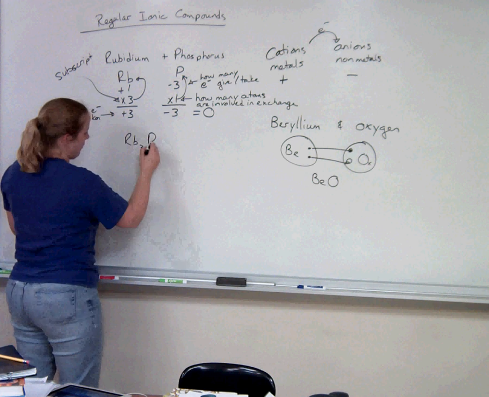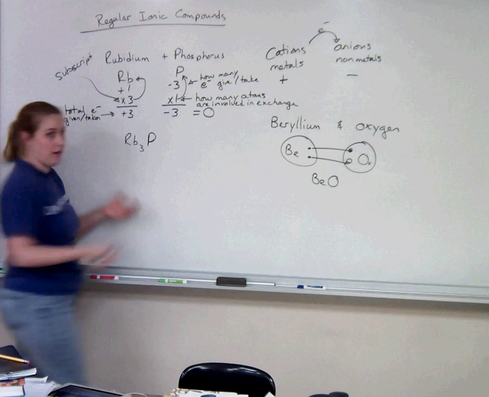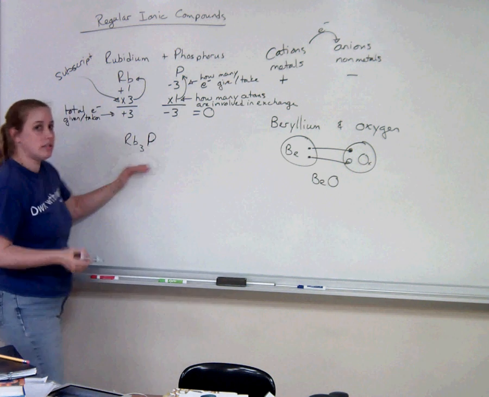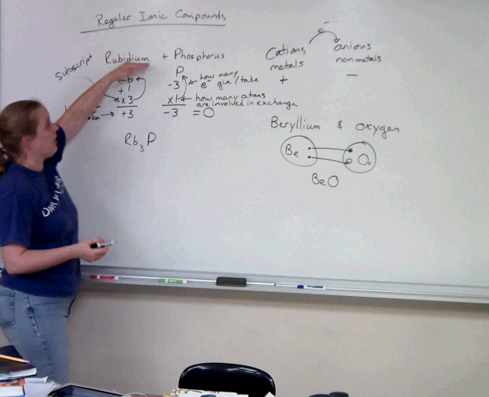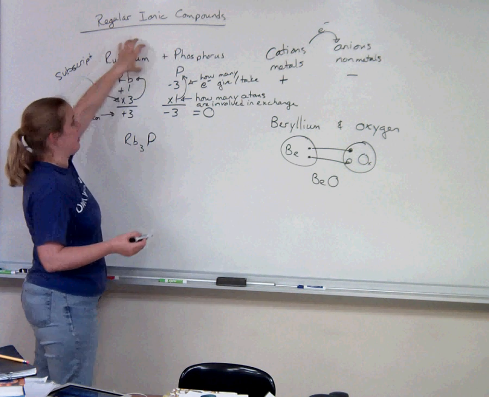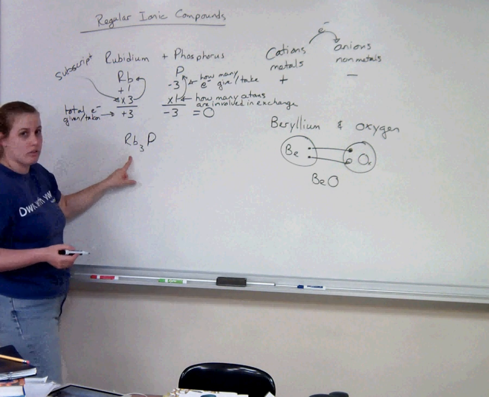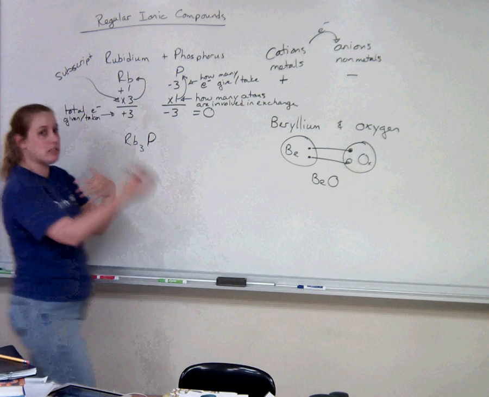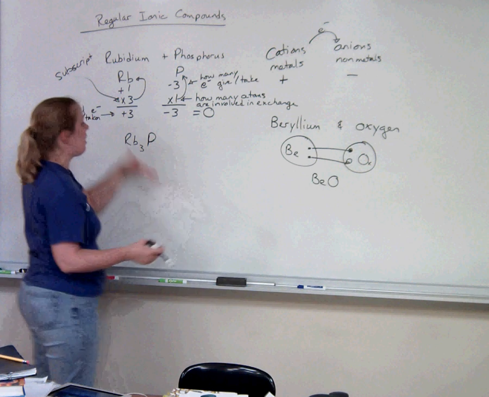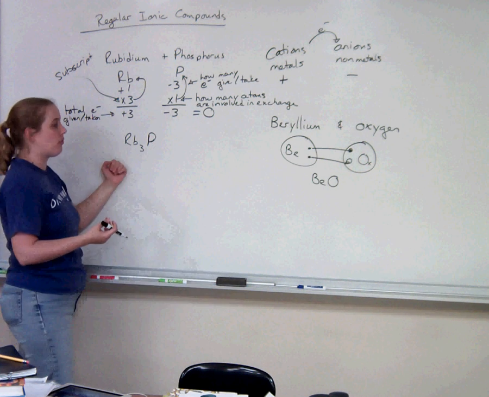We don't have to write the 1. So this is how you write the formulas for any ionic compound. We had the cation and the anion. Always, always, always put the cation first. So if the anion is listed first on the practice slide or something like that, you've got to switch them around so the cation comes first.